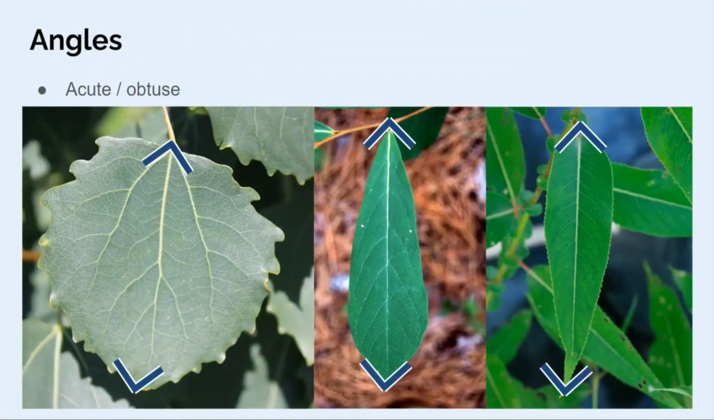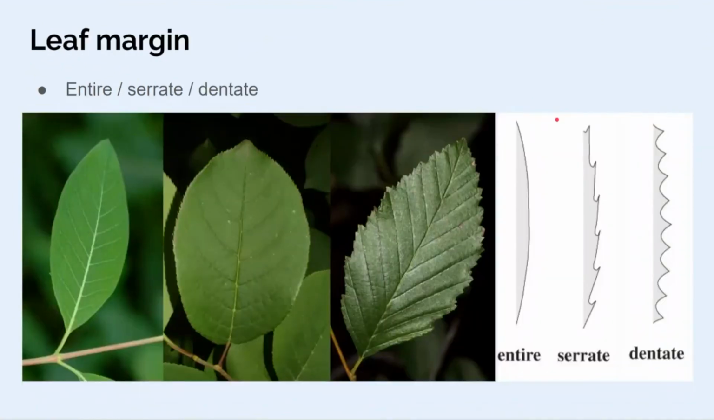And then some differences highlighted with the base. These two leaves have similar shape, but one is attached at the narrow end and one is attached at the fat end. The margin is the edge of the leaf blade, and entire leaves have basically smooth margins.